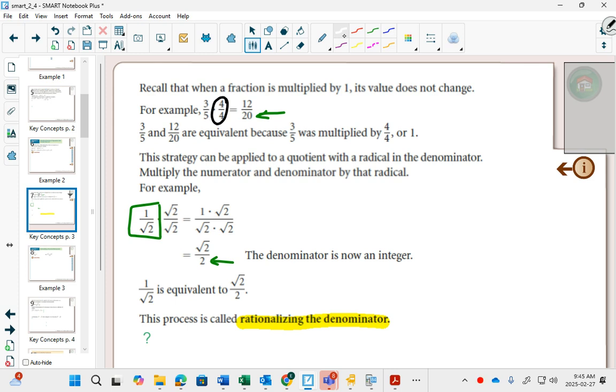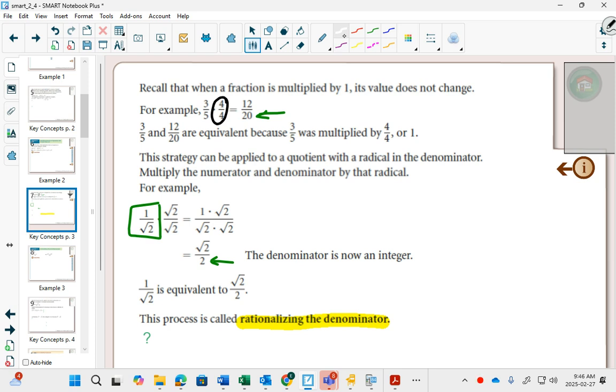We don't change the value, we just change what it looks like. This is going to be the idea of rationalizing the denominator. We're not changing the value of our answer. We're changing what it looks like so that we have a rational number on the bottom.